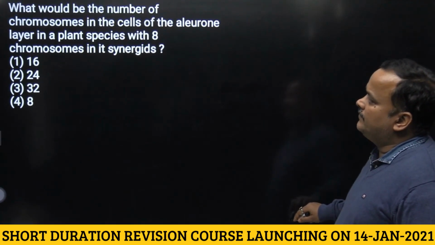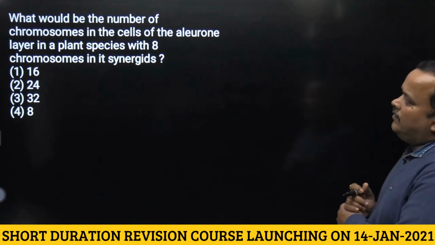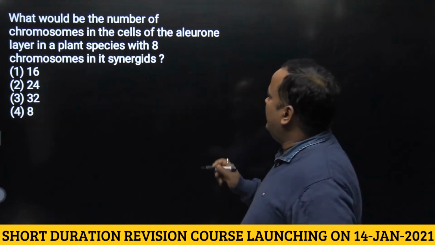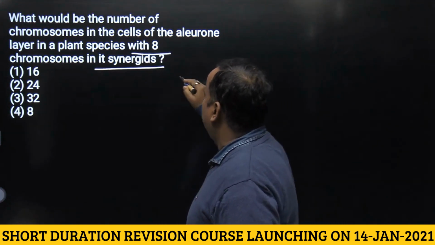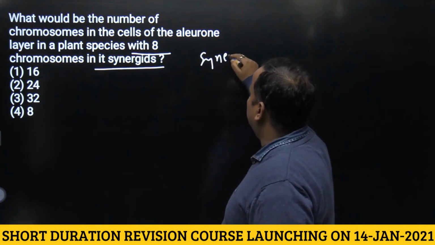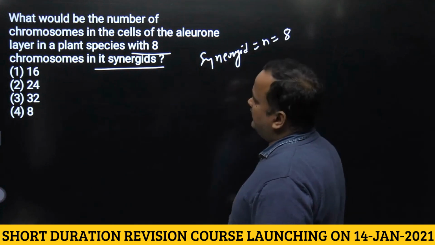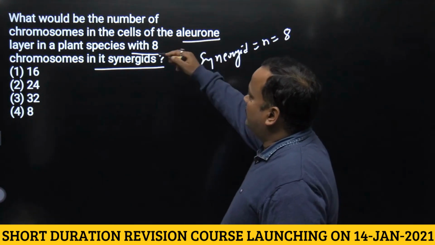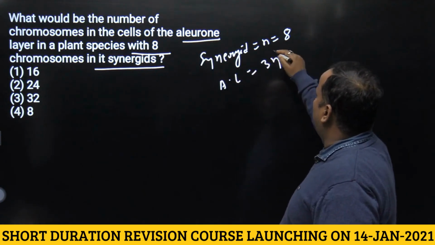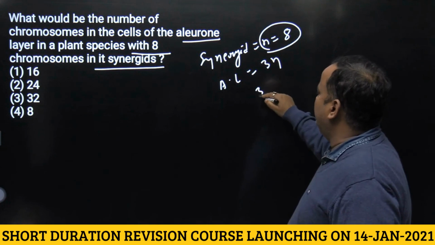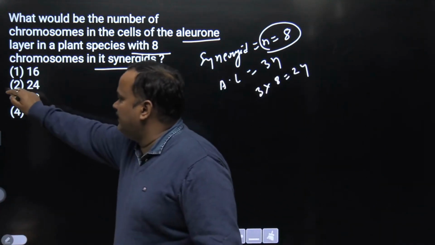Next question. Now, what would be the number of chromosomes in cells of the aleurone layer in plant species with 8 chromosomes in synergid? So synergid is haploid. So n is equal to 8. And aleurone layer is part of endosperm. So aleurone layer is 3n. So value of n is 8. So number of chromosomes will be 3 into 8, that is 24. So answer will be second, that is 24.